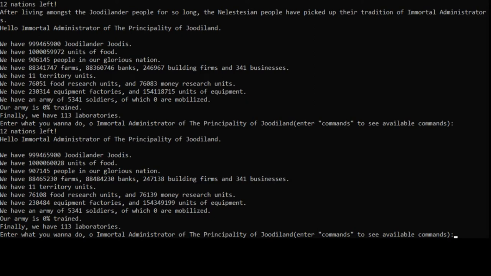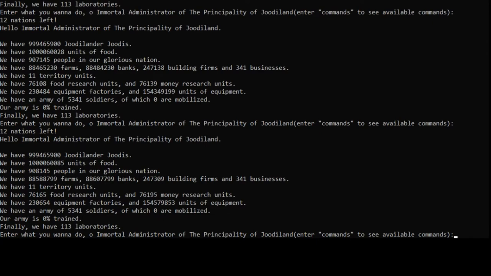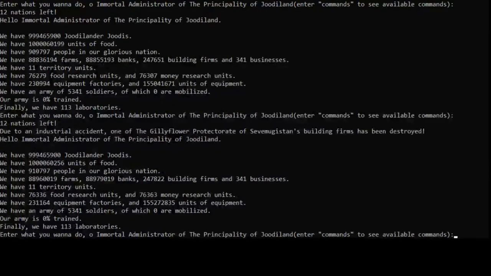Yes! After living amongst the Joodilander people for so long, the Lelestessian people have picked up the tradition of immortal administrators. You see, they're getting closer and closer to becoming assimilated. They picked up the tradition of sword killing. The Seliskillandans. Why? The Joodilanders.